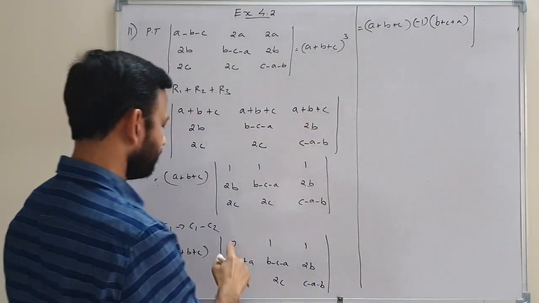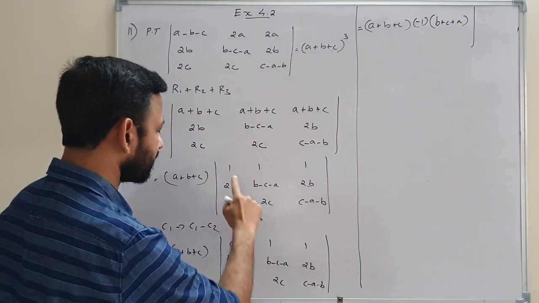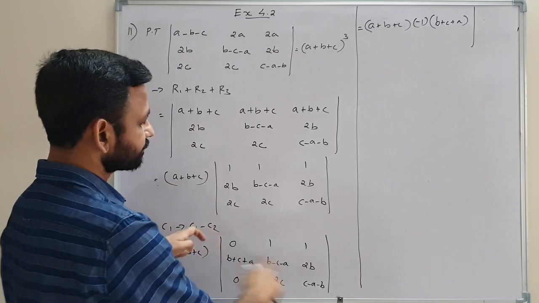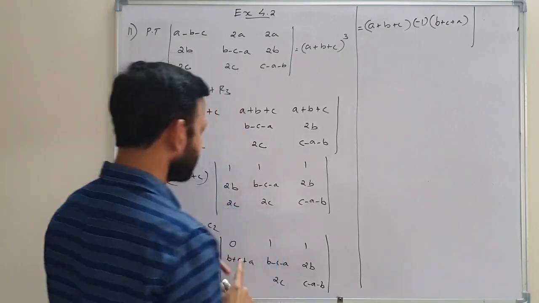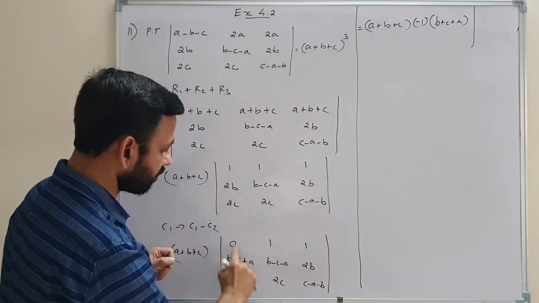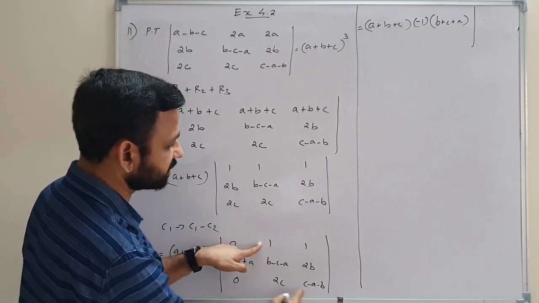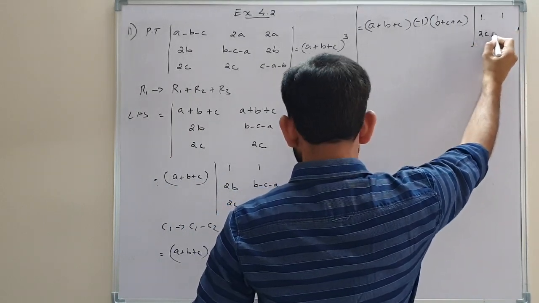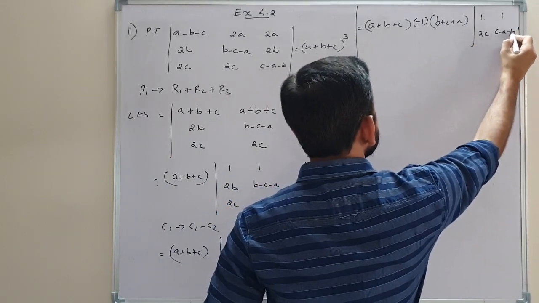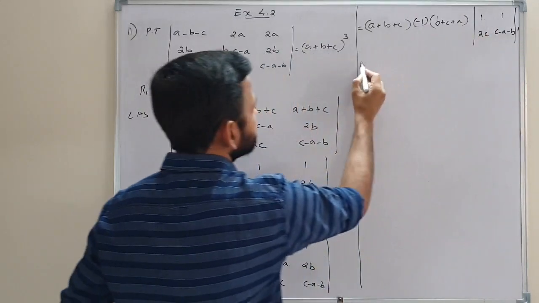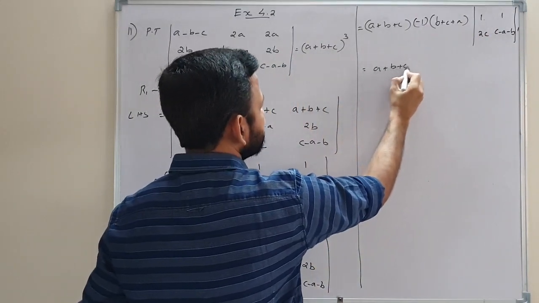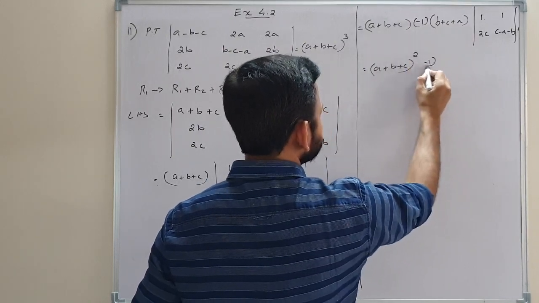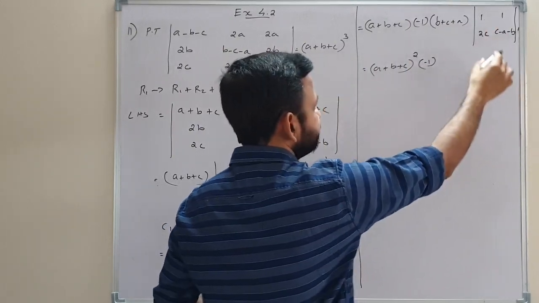Then the corresponding row and the corresponding column will not be there. So we get 1, 1, 2c, c minus a minus b. Now we can expand this one: a plus b plus c into a plus b plus c all square, then minus 1 is there, then the expansion.